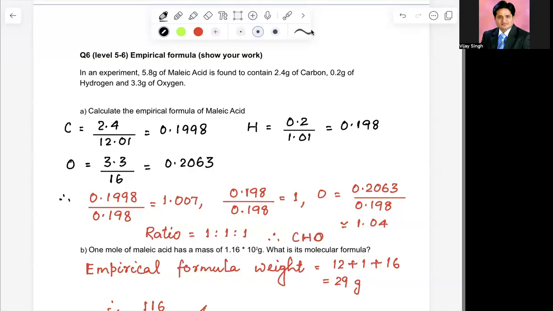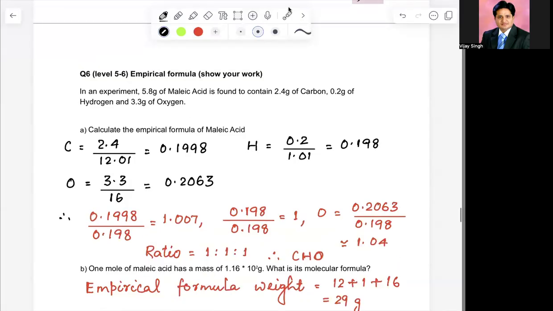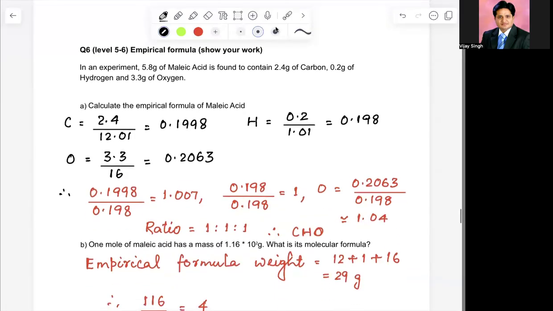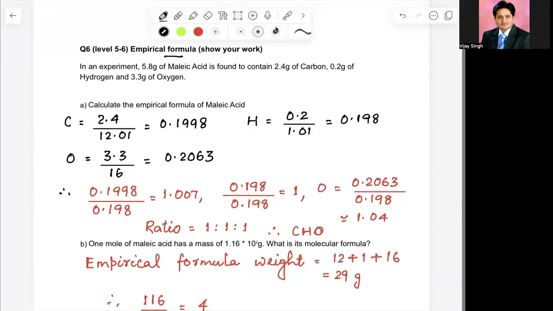In this video, we'll continue working on the revision assignment. So we'll talk about level 6 problems. Have a look at this problem. This is a problem on empirical formula.